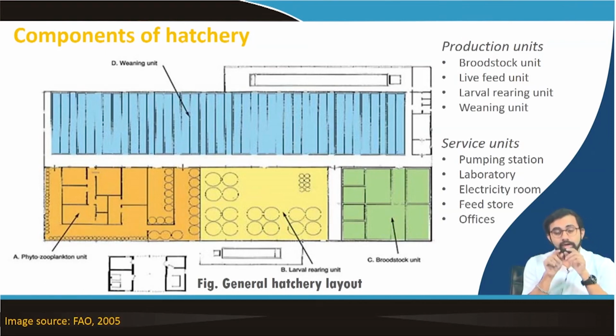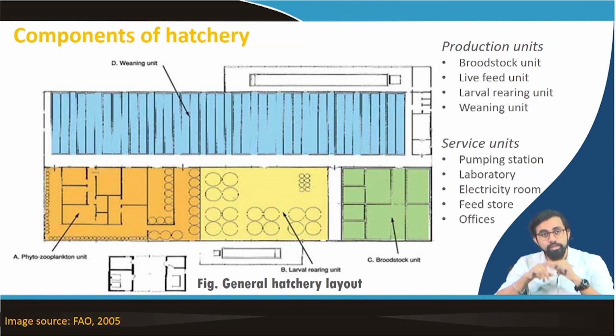If you see this design, it's a very generalized design. Okay, it's a general hatchery layout. So these blue lines are the weaning units. The one is the phytozooplankton units. The dark yellow one, light yellow one is the larval rearing units, the green one is the broodstock unit. Okay, so these four are the important points, right?